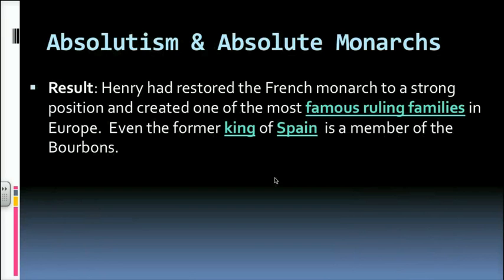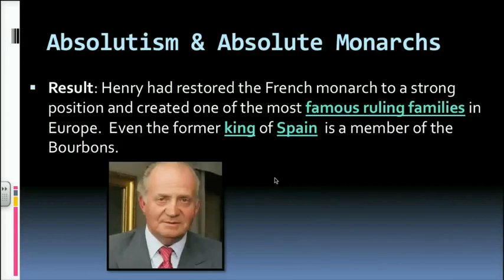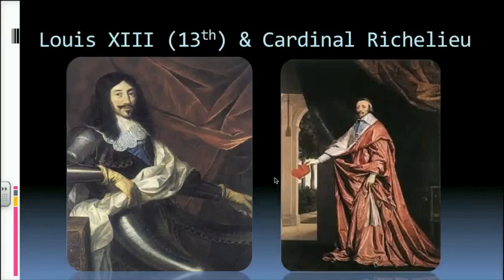So the result of this part of our story is that Henry had restored the French monarch to a strong position and created one of the most famous ruling families in Europe. Even the former king of Spain, who just stepped down last year, I believe, his name is Juan Carlos. This guy right here is a member of the Bourbons. So even here in 2015, the Bourbons are still alive. And you'll understand why there's a connection to Spain here a little bit later in this story. But Juan Carlos, former king of Spain, is still a member of this ruling family that Henry of Navarre started in France. So there's Juan Carlos of Spain.